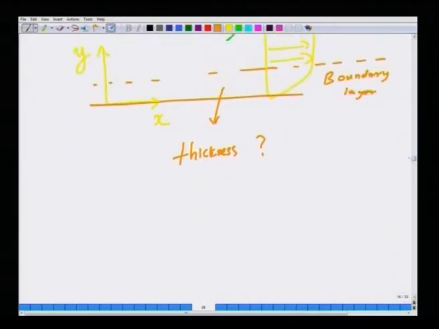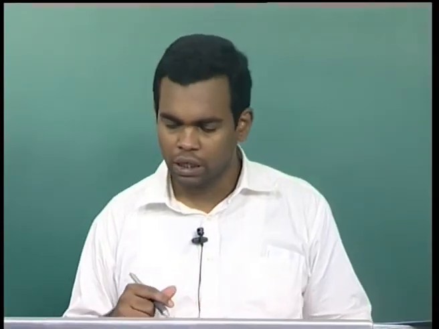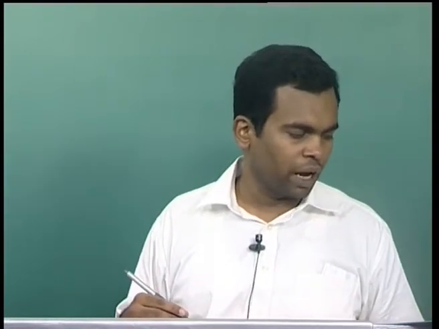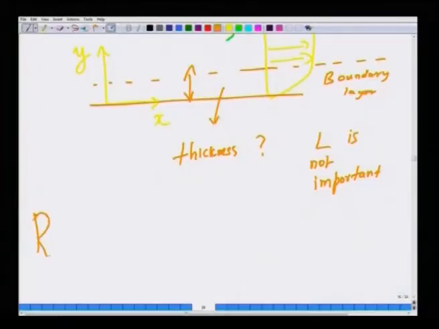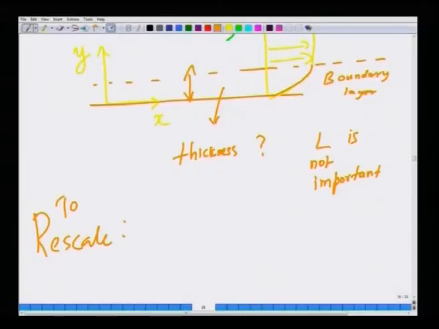But for the variations in the direction perpendicular to the boundary layer, the length L is immaterial, it is not important. It is not the characteristic length scale for variation of velocity in the direction normal to the surface of the solid. Therefore, we have to rescale the problem. Okay, because the natural length scale for variation of velocity in the boundary layer is not the thickness of the airfoil or the length of the airfoil, it is a new length scale that will emerge from our problem.